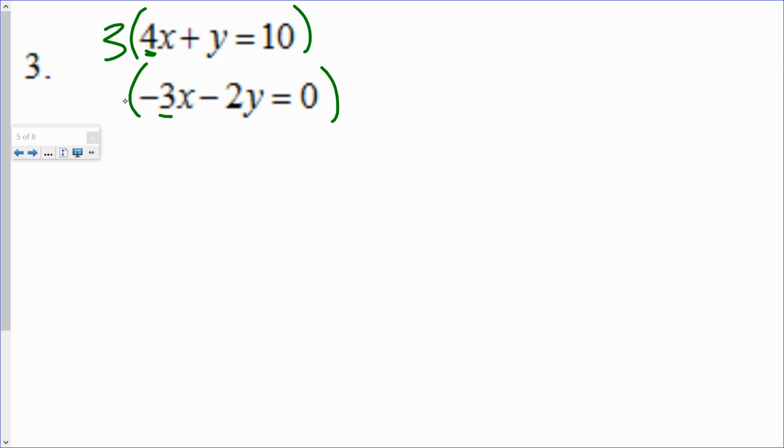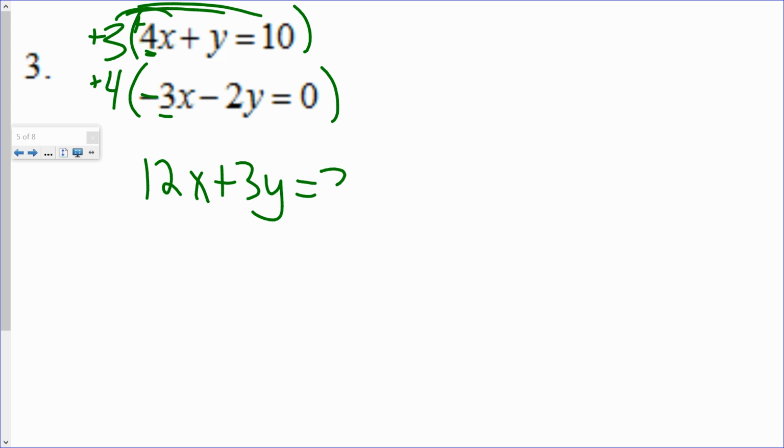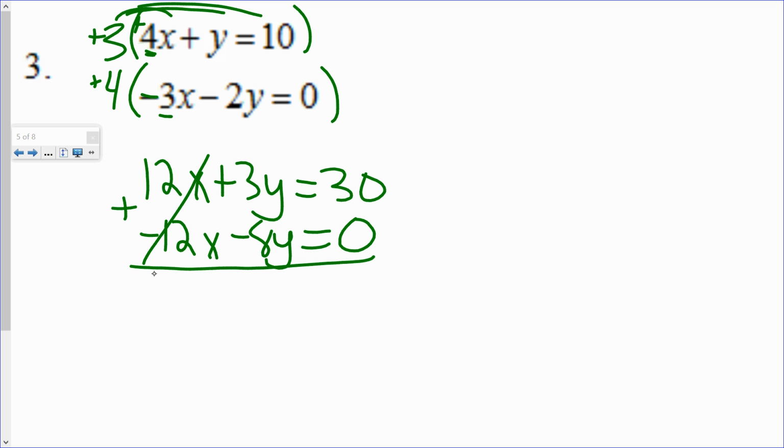I'm keeping everything positive for the time being, and now I'm asking myself, are the signs the same or different? Well, they're different. That's good, so I keep everything positive. Again, if the signs are different, that's good. I keep everything outside positive. I multiply everything through. 12x plus 3y equals 30. Negative 12x minus 8y equals 0. I add them together. Those cancel.